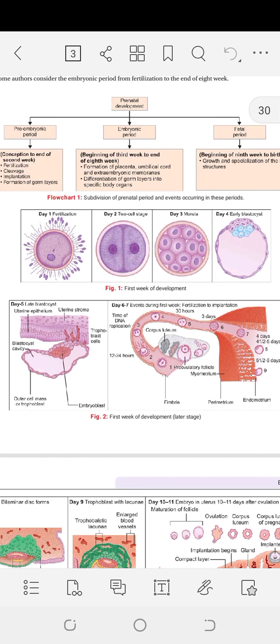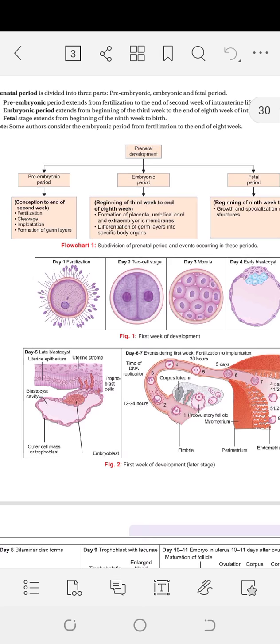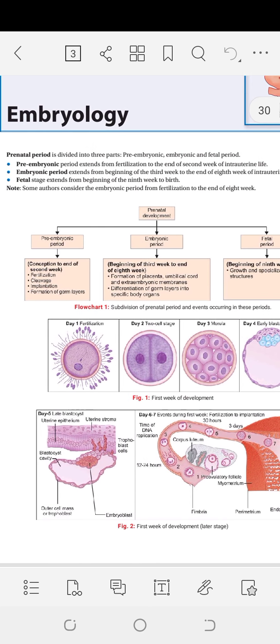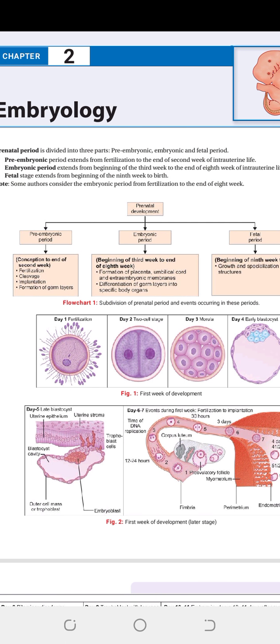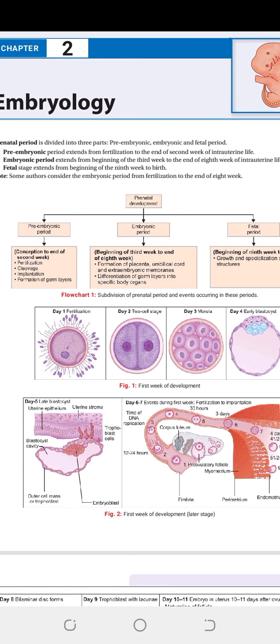Bismillahirrahmanirrahim. Today I'm gonna teach you about embryology. It's divided into three parts: pre-embryonic, embryonic. So I will teach what is fertilization.